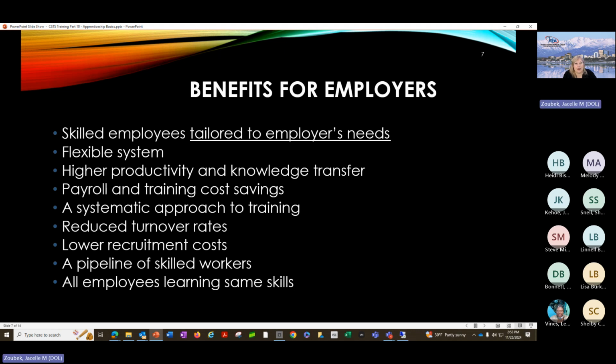It is a systematic approach to training. First, we do part A, then we do part B, then we do part C. Then everyone has proved they can do it, and now they get a raise. So it does reduce the turnover rates, which in turn lowers those recruitment costs. It creates a pipeline of skilled workers for when big projects are coming up, and all employees are learning the same skill. So everyone has the same information. We all do it the same. Any questions so far?